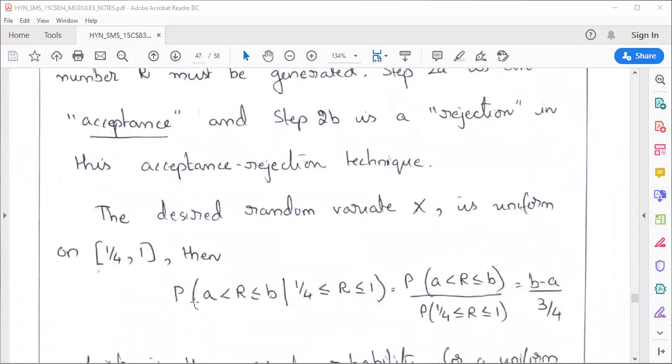We write that as the probability of A less than R less than or equal to B, divided by 1/4 less than or equal to R less than or equal to 1. That means the interval A to B, such that 1/4 to 1, is equal to the probability of A less than or equal to R less than or equal to B, the probability of 1/4 less than or equal to R less than 1, right? So in general, we write it as B minus A divided by 3/4.